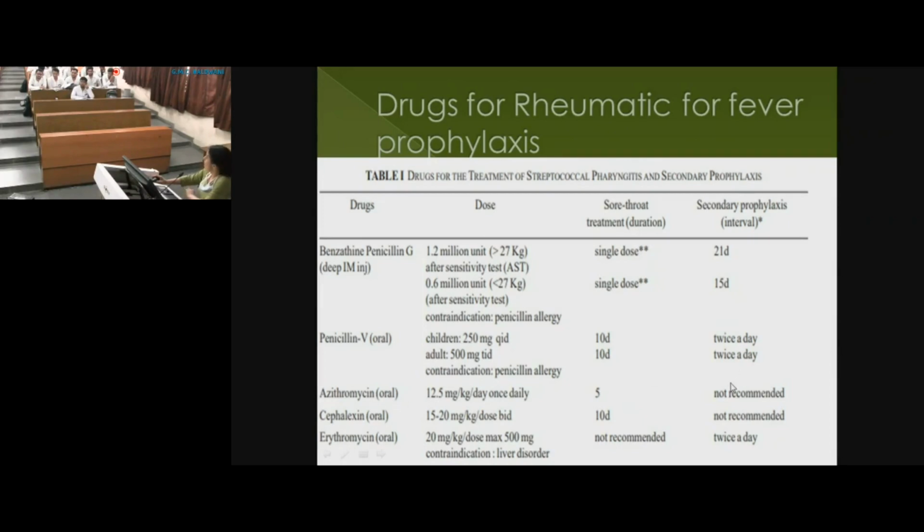They are not recommended for prophylaxis. And erythromycin can be given if a child is allergic to penicillin, twice a day. The dose is 250 for smaller children less than 27 kg, 125 BD; more than 27 kg, 250 BD. This can be given.